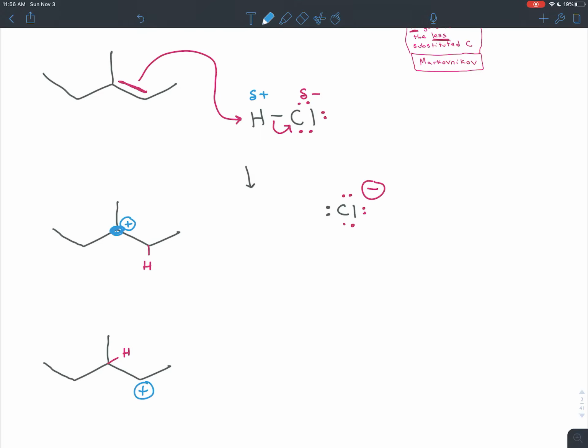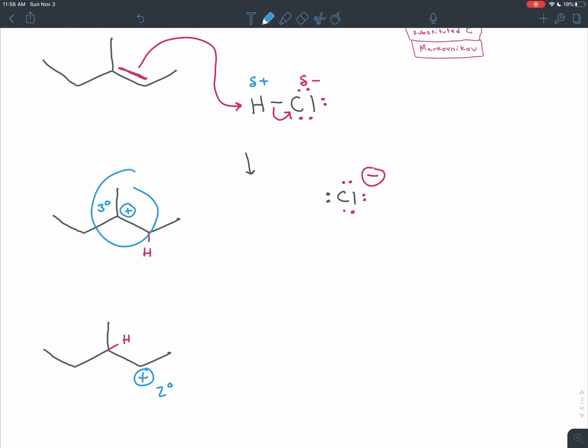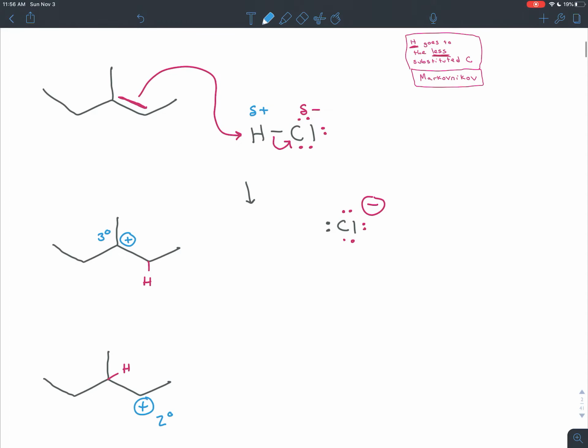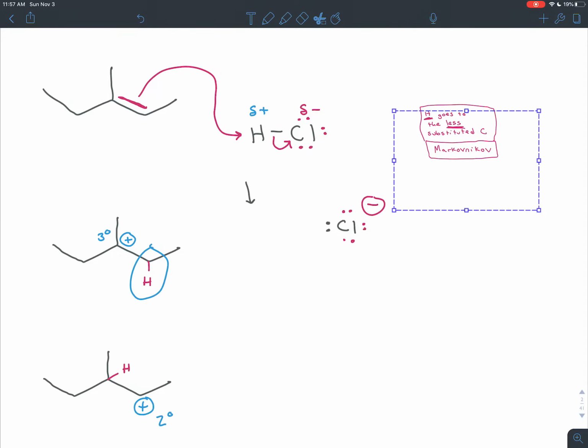Well, notice that this carbocation here is 1, 2, 3, bonded to 3 carbons, so it's tertiary. And the carbocation below it is bonded to 1, 2 carbons, so it is secondary. A tertiary carbocation is more stable than a secondary carbocation. It can borrow electrons from more neighboring carbons than this one can. And so that's the one you form, the more stable carbocation. In other words, the hydrogen goes to the less substituted carbon.